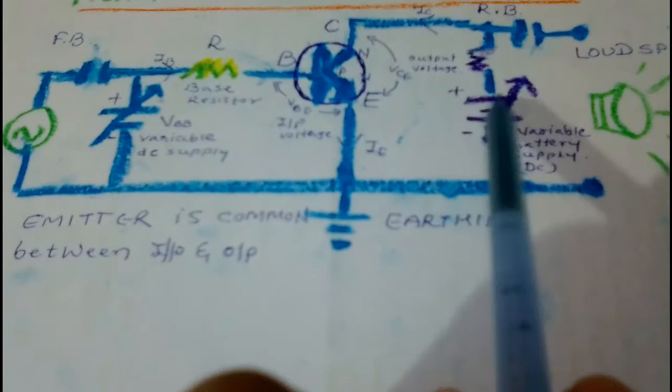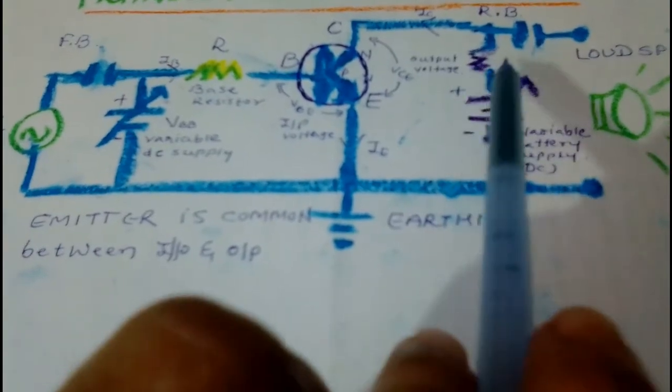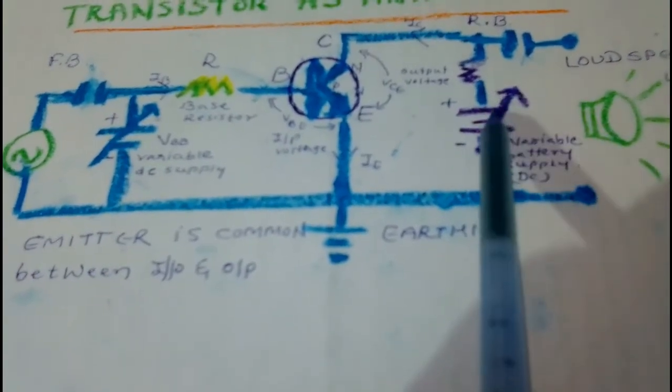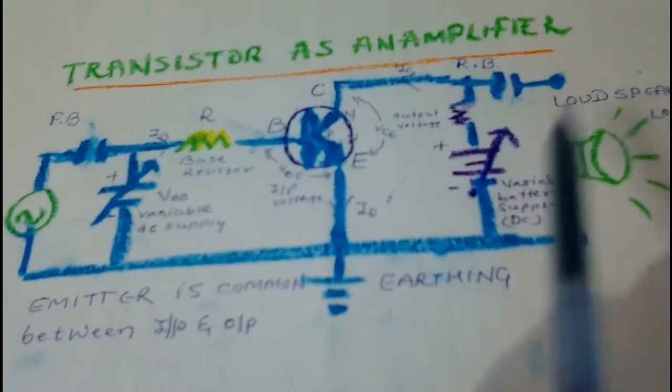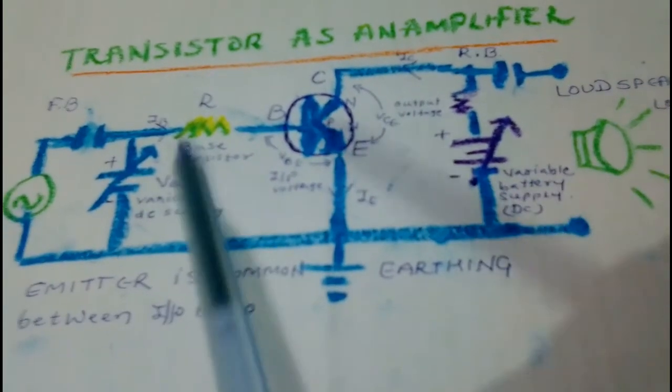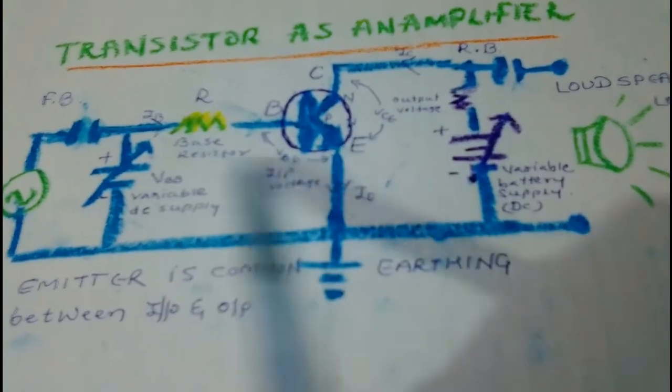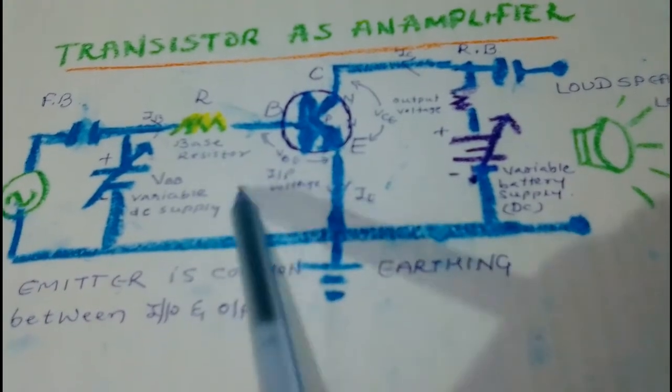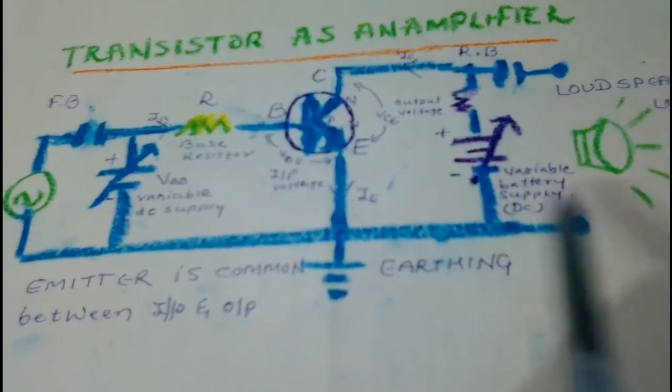And the output, at the collector: the collector is what? This is NPN, so the negative terminal is there. Negative is connected with positive. So this is reverse bias. This is the condition in a common emitter amplifier, that the base input circuit is to be forward biased and the output is to be reverse biased.